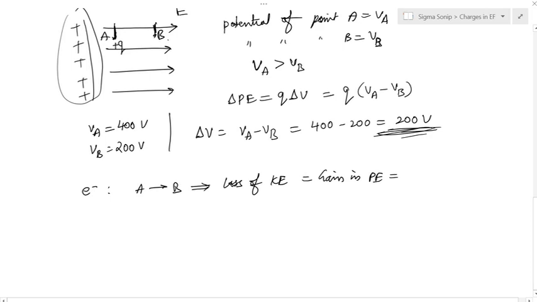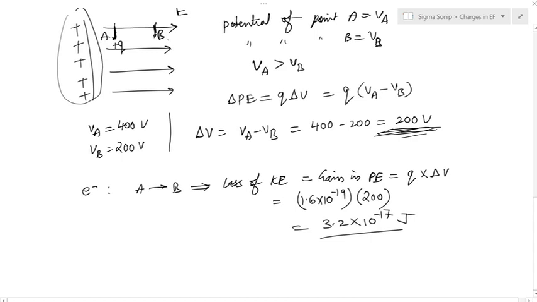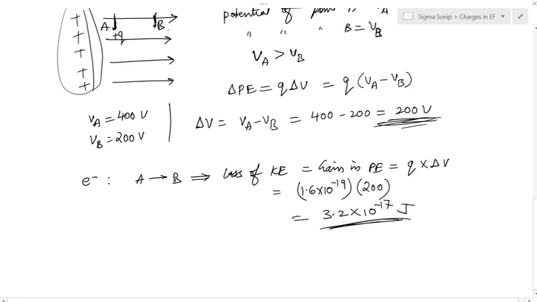and this will be equal to the electron's charge Q times delta V. Q is equal to 1.6 times 10 to the minus 19, that's the charge of an electron, and delta V is equal to 200. So that will give you 3.2 times 10 to the minus 17 joule. So the electron, when it moves from A to B, will lose this much K, and the same energy will appear as a gain in its P. And likewise we can look at other particles as well.